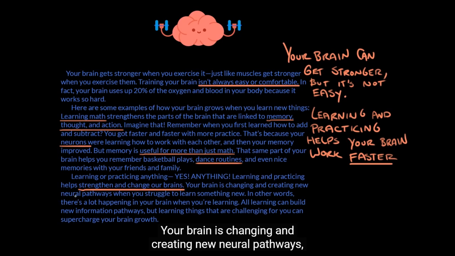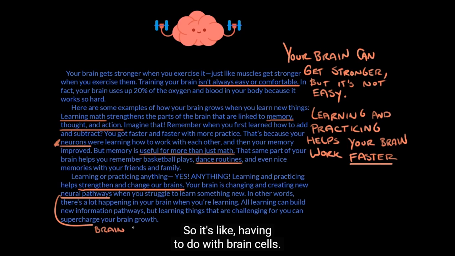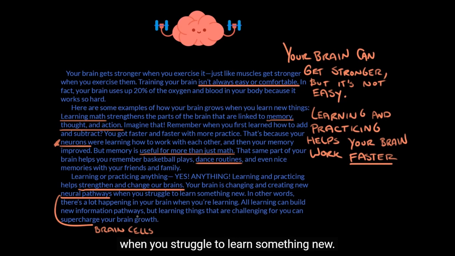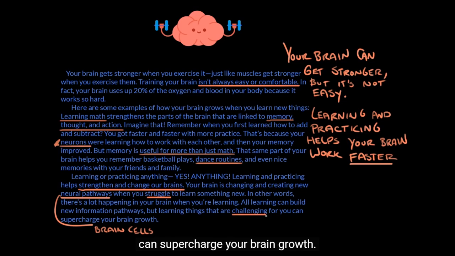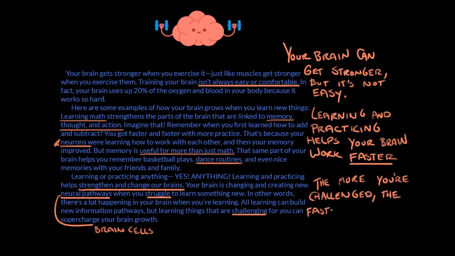Your brain is changing and creating new neural pathways, which is just another way of saying brain connections, right? Neural is similar to neuron, so it's like having to do with brain cells. Your brain is changing and creating new neural pathways when you struggle to learn something new. So struggle is important. In other words, there's a lot happening in your brain when you're learning. All learning can build new information pathways, but learning things that are challenging for you can supercharge your brain growth. In other words, the more you're challenged, the faster you learn.